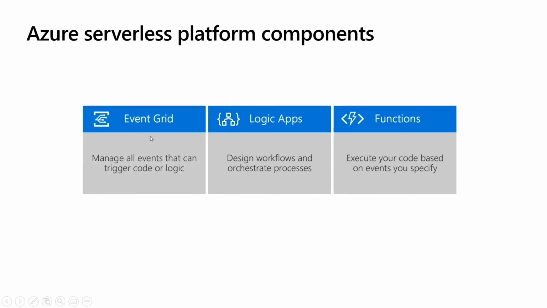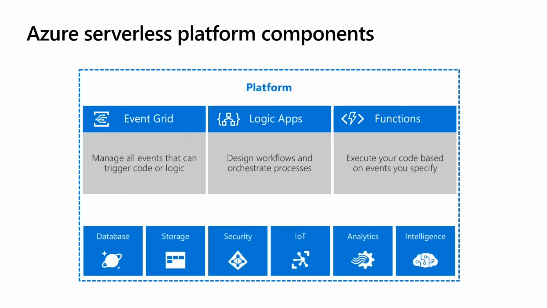And then you have Event Grid. An Event Grid is what stores and manages your functions and your logic app to make sure that you don't lose any data if something goes wrong, or in the case that you have just a huge amount of volume. On top of that, the whole platform that we have has access to Azure and non-Azure components as well. In this case, database storage, security, et cetera, et cetera.